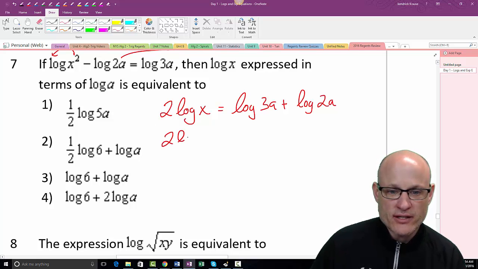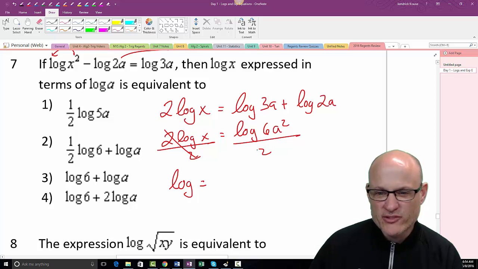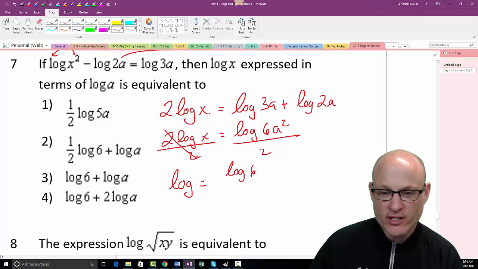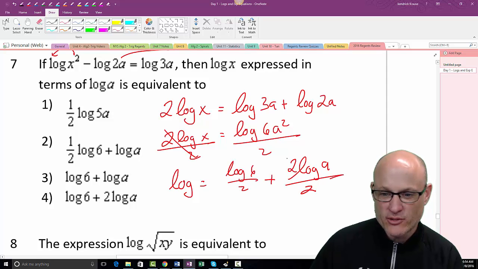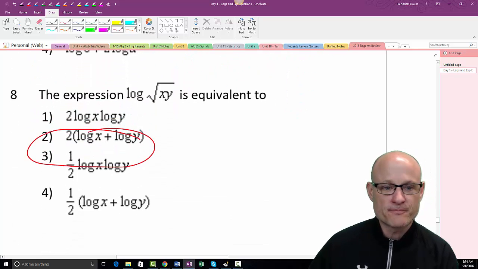Now we're going to condense the right side. This becomes the log of 6a squared. And then I'm going to divide by 2. So I get the log of x equals. So I'm going to split this up, but they each get the 2. So it's really like having a 1/2. So this is really the log of 6, but divided by 2, plus the log of a squared, but the square goes out front, divided by 2. Notice these cancel, and this is my answer. That's a really hard problem.